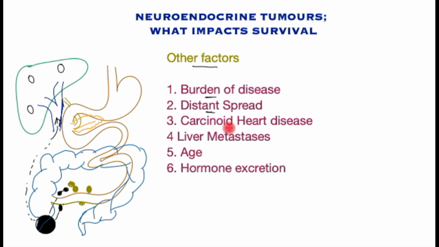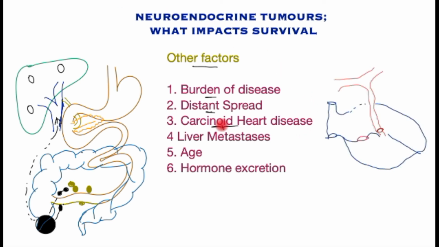Carcinoid heart disease is a very dangerous complication for patients who suffer carcinoid syndrome. In this condition, in carcinoid heart disease, the tumor or its spread into the liver produce a large amount of chemicals, which enter the bloodstream. Here's a cartoon of the heart. They can enter the heart, and in doing so, as they traverse the valves of the heart that prevent backflow, they end up damaging the valves.